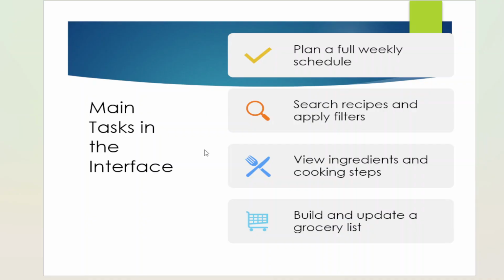Next slide focuses on main tasks in the interface. The system supports the main tasks that students handle when planning their week. So things like logging in and entering the app, building a weekly meal plan, searching for recipes, applying dietary, budget and time filters, viewing ingredients and cooking steps, creating and editing a grocery list. Also, every screen and interface supports at least one of these tasks, I would say.